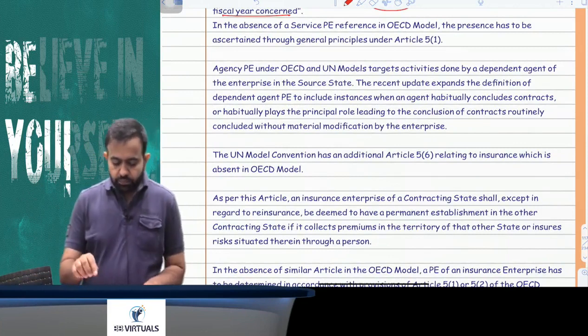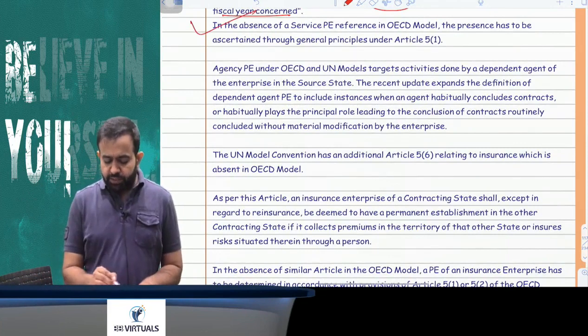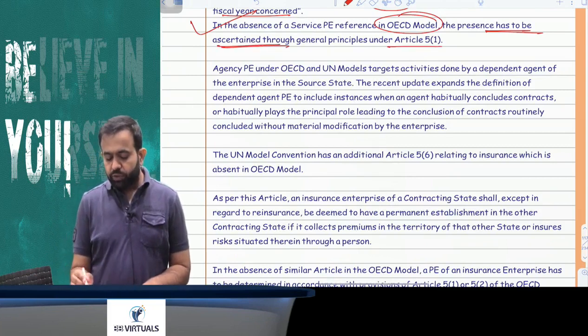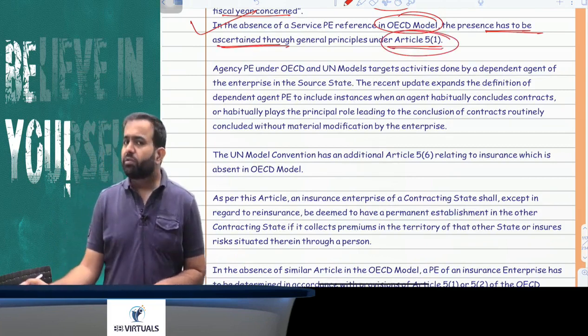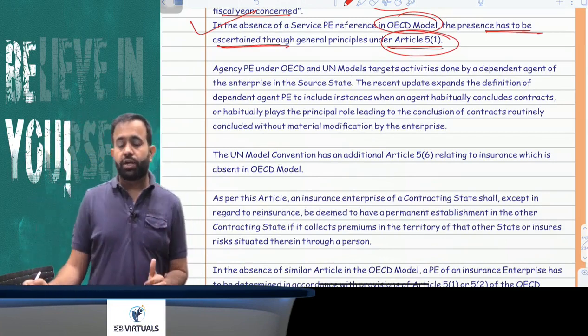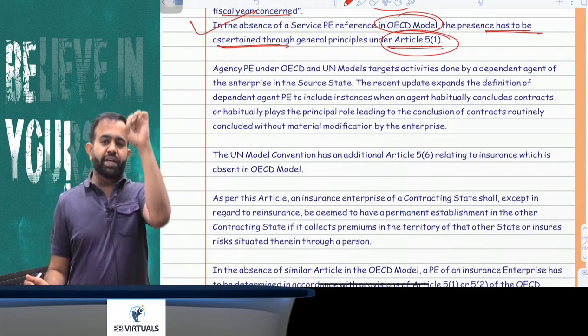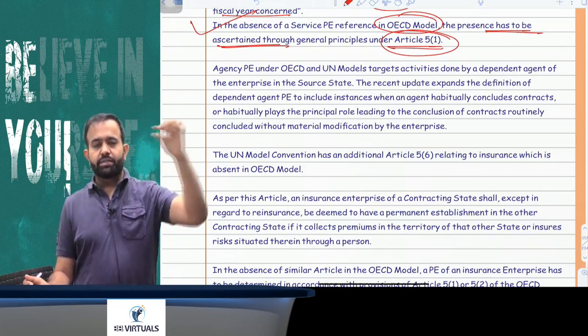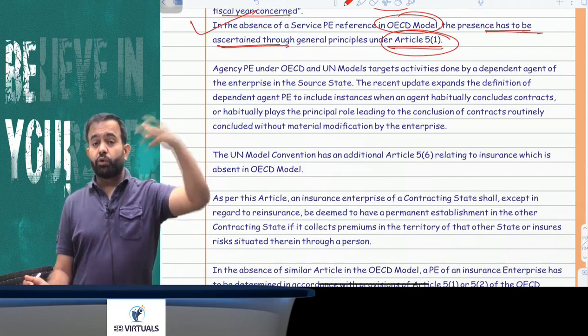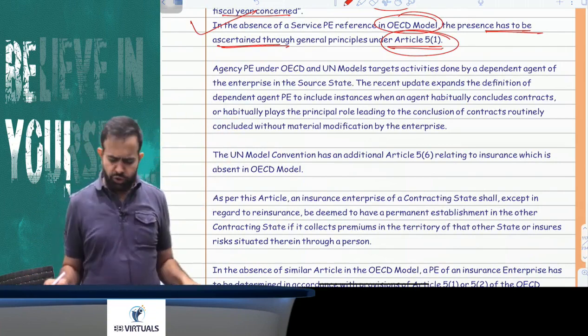Now the next part. In the absence of service PE in the OECD model, the presence has to be ascertained through the general principle given in Article 5.1. So in the OECD, service PE is not given. For service contracts and all, you have to check Article 5.1: there should be an enterprise, a fixed place of business with permanence, available for its disposal. So that condition should be checked.